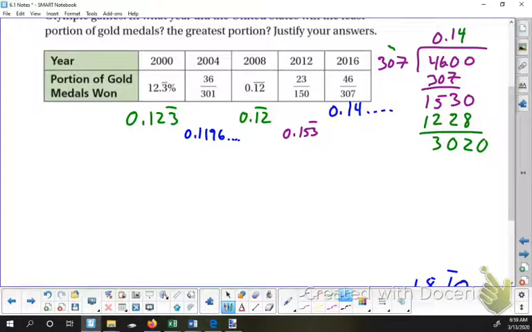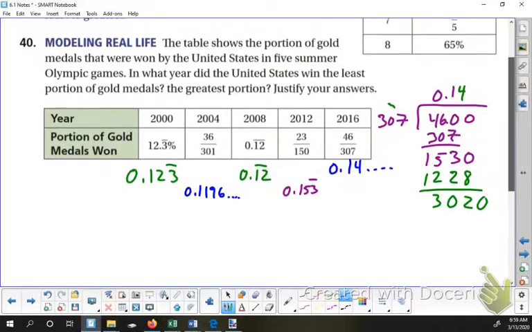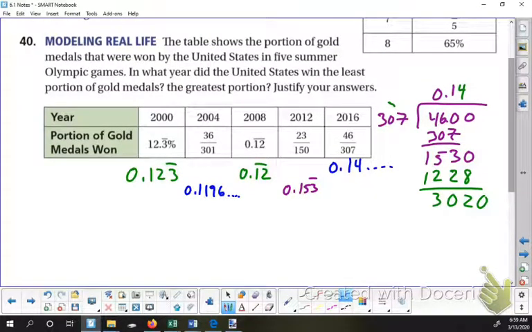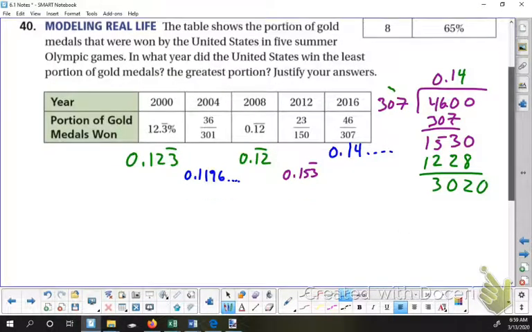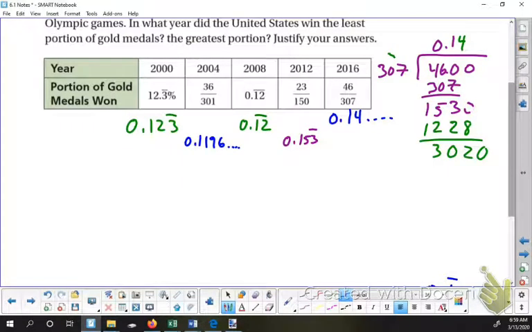I've got all of mine written out as a decimal so I can compare these. So let's go back to the problem and actually read what it says. The problem says, in what year did the United States win the least portion of gold medals? The greatest portion? Justify your answer. Justifying your answer, you have your math on your paper. You didn't erase it. You've got all these listed out. So, ladies and gentlemen, I want to see that long division on your paper, or I'm not going to give you full credit. Okay? Show it.